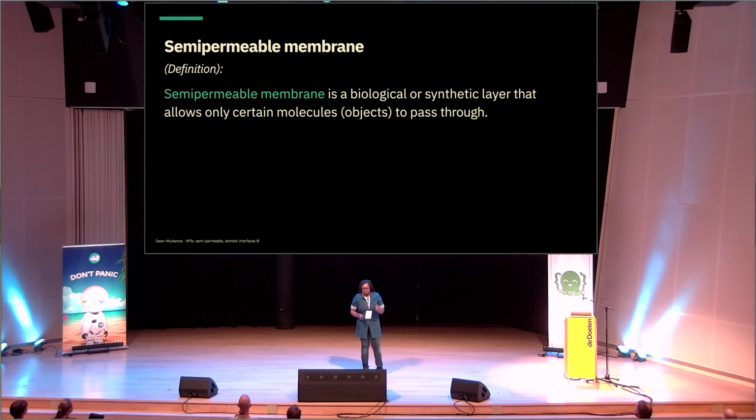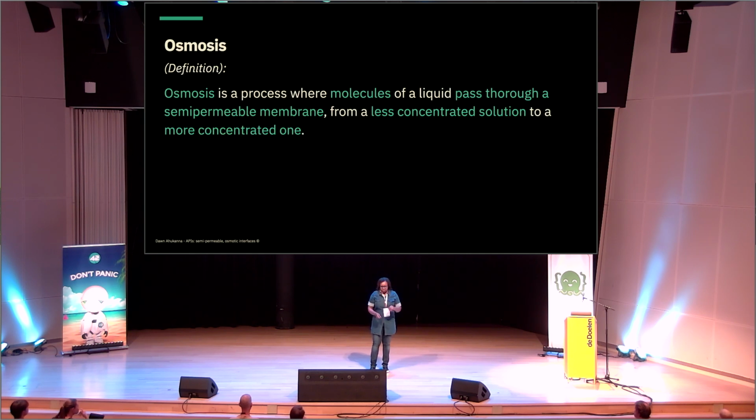A semi-permeable membrane is a biological or synthetic layer interface, again, that allows only certain molecules, think about objects, to pass through. For me, this is counterintuitive, and I'll talk about this in a minute. Osmosis is a process that uses that set of counterintuitive rules in order to allow liquids to pass through a membrane from less concentrated to more concentrated, yeah?